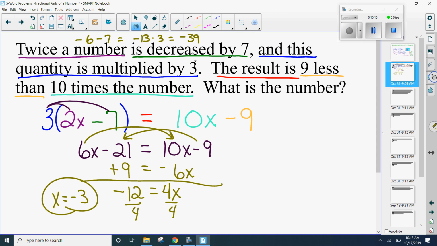The result is 9 less than 10 times the number. What's 10 times your number? The number is negative 3. 10 times that is negative 30. And it is 9 less than that, which is negative 39. It agrees. So your answer is x equals negative 3. Making sure you can put it into this statement right here is where you really need to focus.